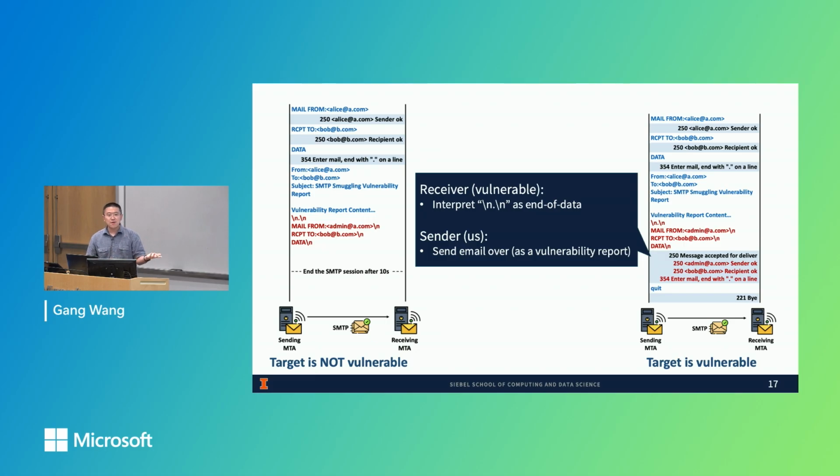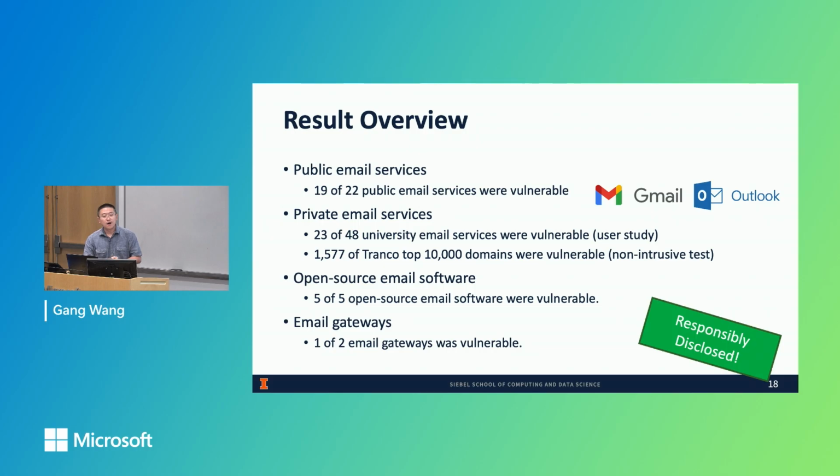We could do a lot more, but we're also a little bit nervous about this methodology. We just did 10,000 scans, right? So we hope to publish the work so other organizations can convince their IRBs to do more scanning. This is the overview of the results. We tested public email services, private email services, open source email software, and email gateways. Many of them are still vulnerable after a year of the vulnerability disclosure.